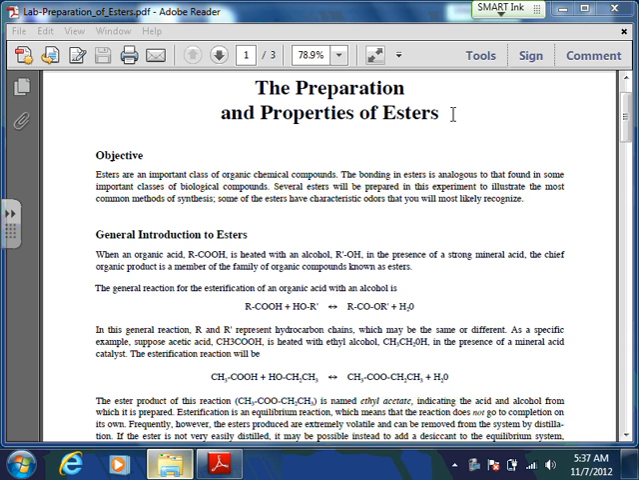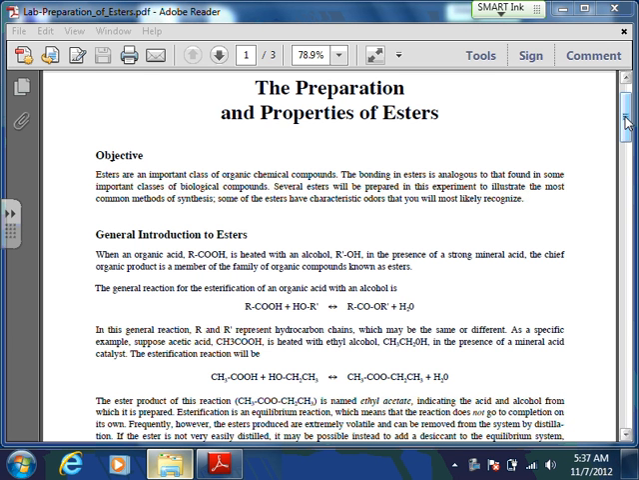Let's talk a little bit about the preparation and properties of esters lab. This lab, there's not a ton to it as far as the write-up that you actually have to do. I just want to make sure that you understand what's going on here, what we're doing with these esters, and why we're doing it.